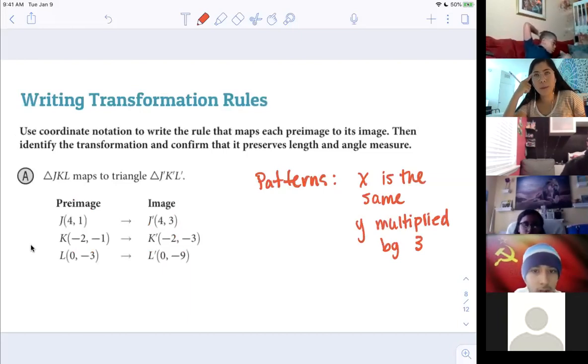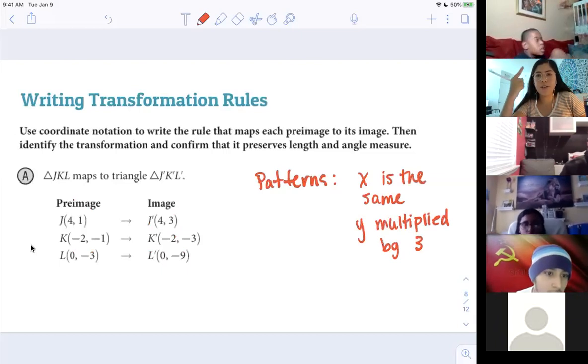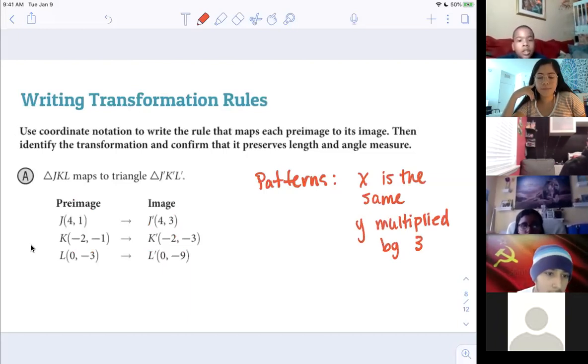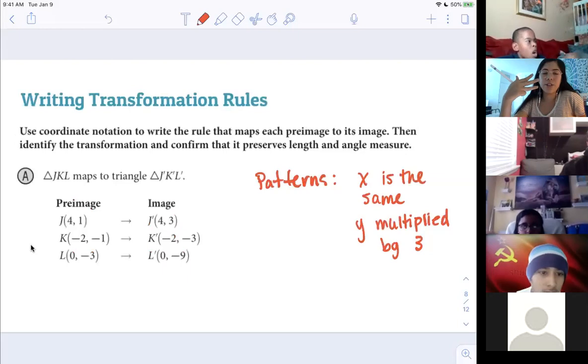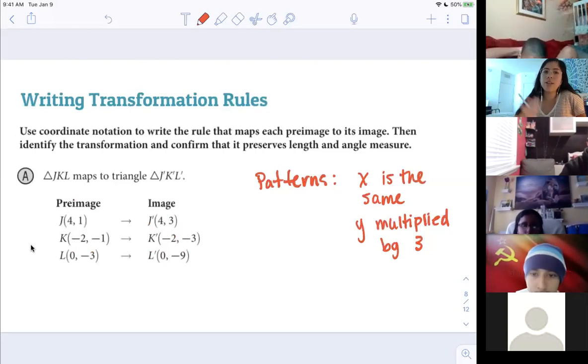When you see that it's being multiplied, that should give you a clue as to what type of transformation this is. Since it's being multiplied, is it going to be a translation, rotation, reflection, or dilation? Perla says enlargement. Remember, enlargement is the same thing as dilation. So if I say dilation, I also mean enlargement. How do you know it's a dilation?